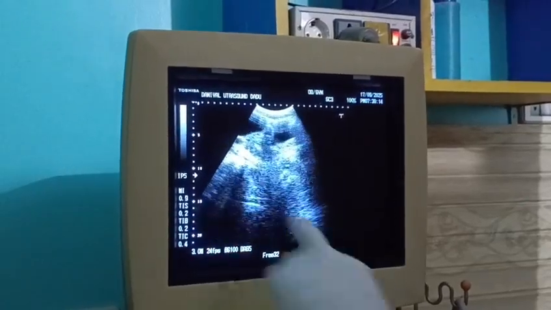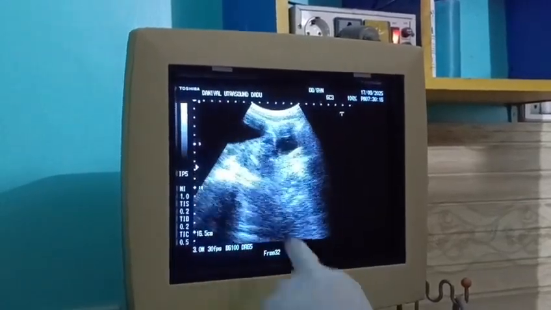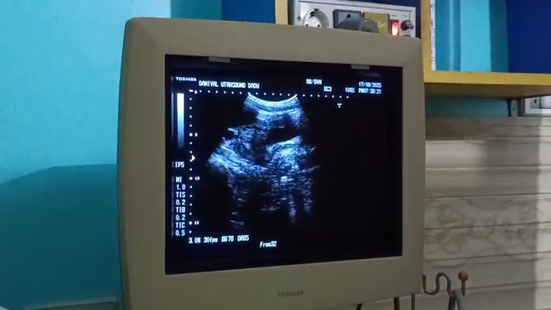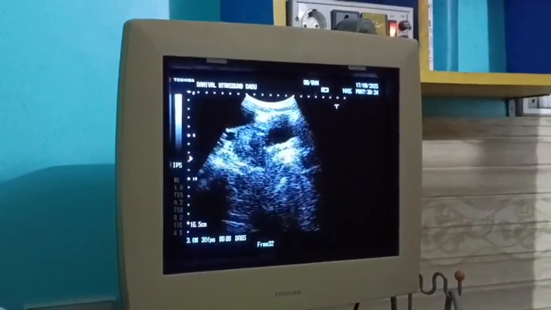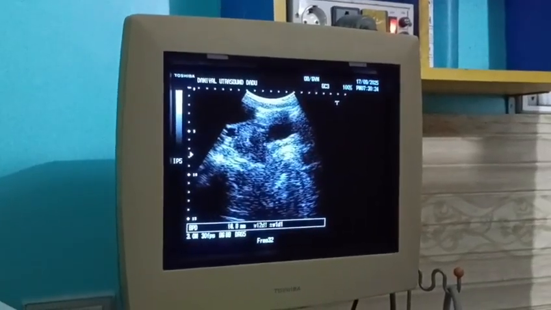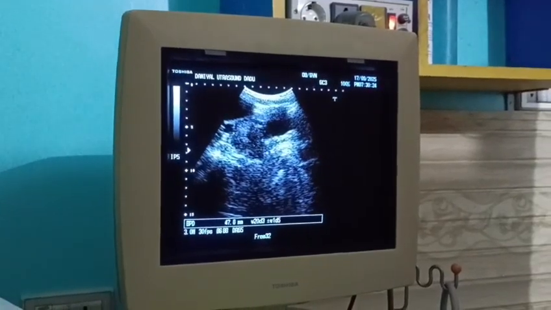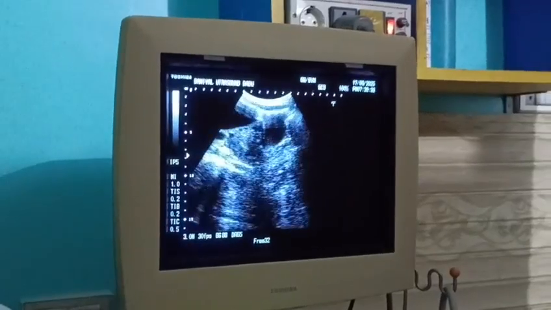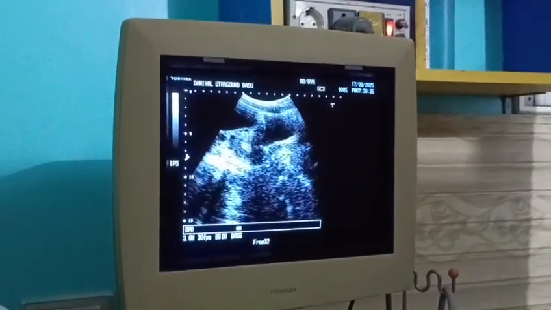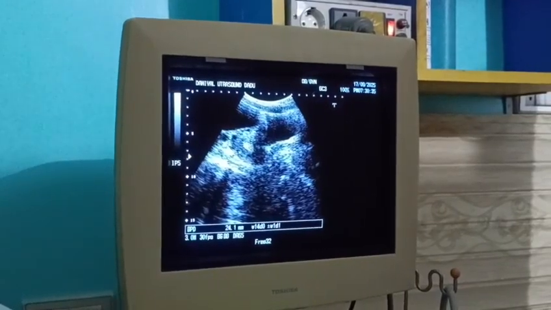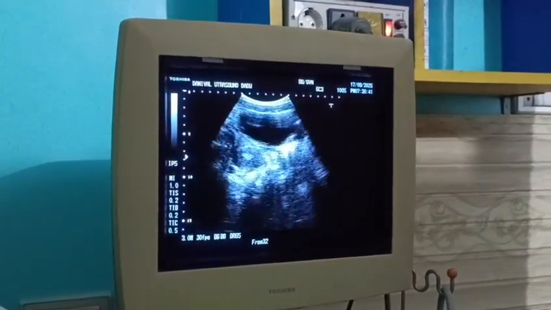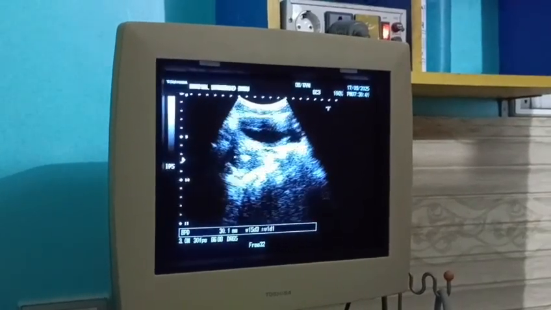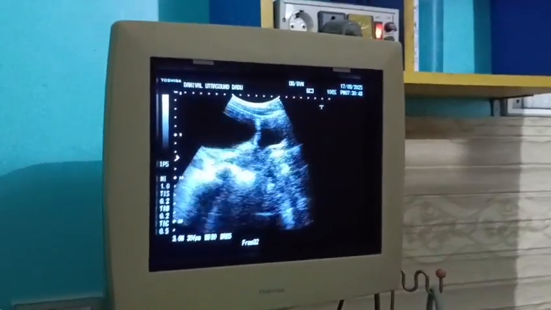First of all, this is the uterus. This is the uterine outline, and the endometrial cavity is slightly thickened but appears normal sized. This is the uterus. It measures approximately 5.0 by 2.5 by 3.0 centimeters, slightly small sized, so this is lower normal sized.